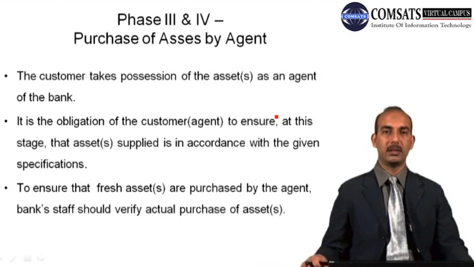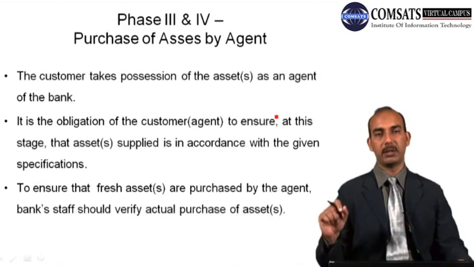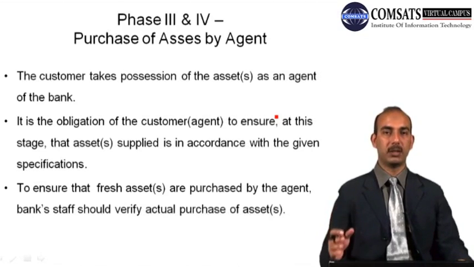So using that agency agreement, the client as an agent would make the purchase from the vendor. And it is the obligation of the customer to ensure at this stage that the assets supplied are in accordance with the given specification. So this is the obligation of the client as an agent, that the assets must qualify the agreement. So it must be according to the specifications mentioned in the agreement.